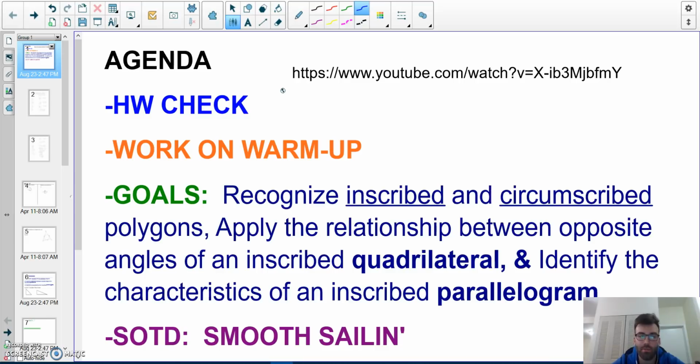I'm going to show you a little bit about 10.7, and then Miss Hamilton's going to take care of the rest again. Today, our goals are recognizing inscribed and circumscribed polygons, applying the relationship of opposite angles in quadrilaterals, and identifying the characteristics of an inscribed parallelogram.